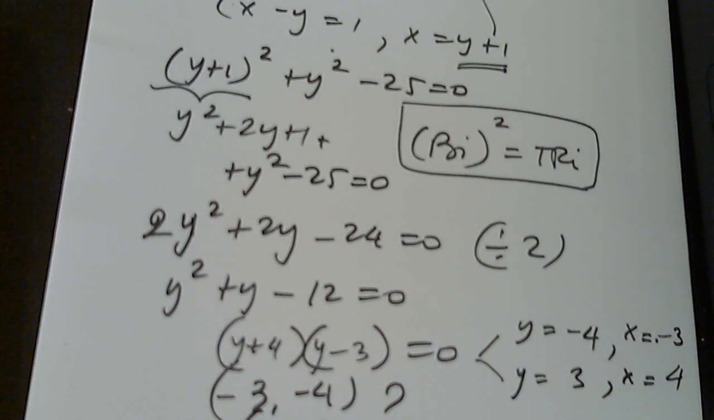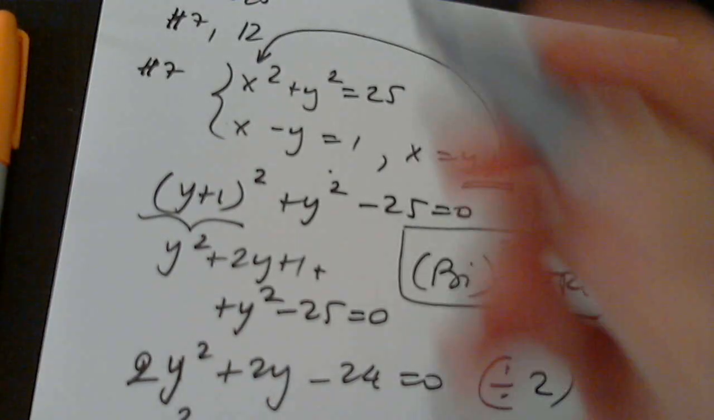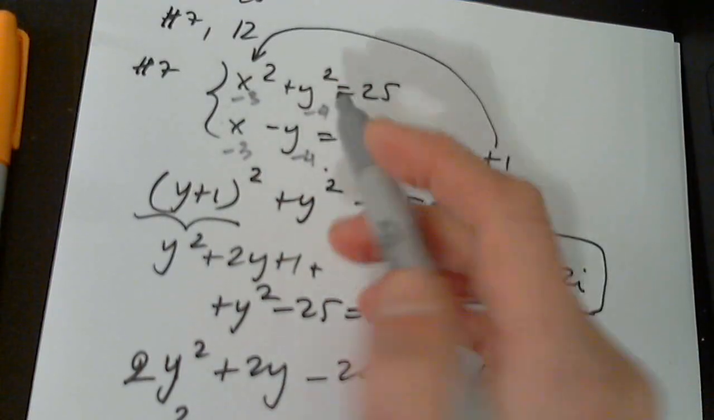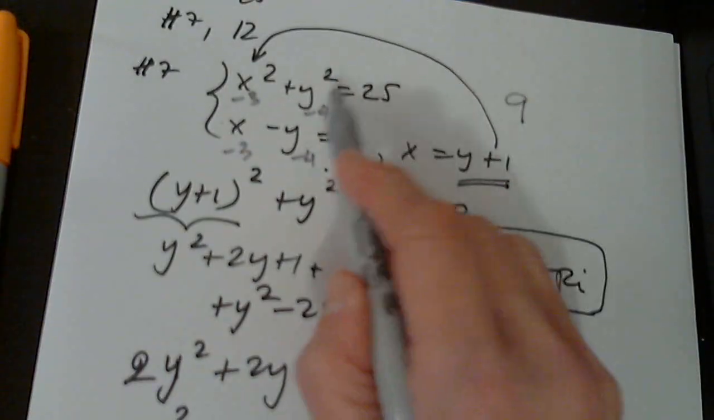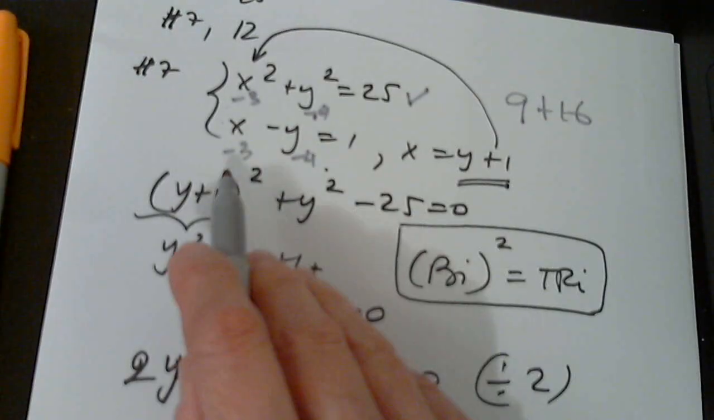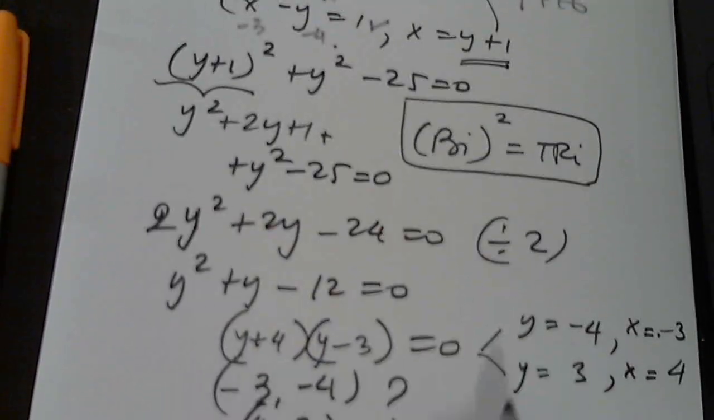I have no idea. But I don't need anybody to tell me yes or no. I will check myself. So negative 3, negative 4. Negative 3 squared is 9. 4 squared is 16. The answer is 25. Negative 3 plus 4 is indeed 1. So to the first one, I will say yes.